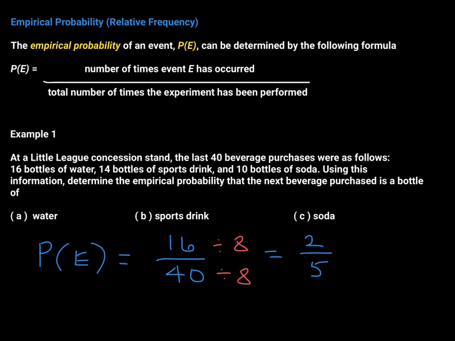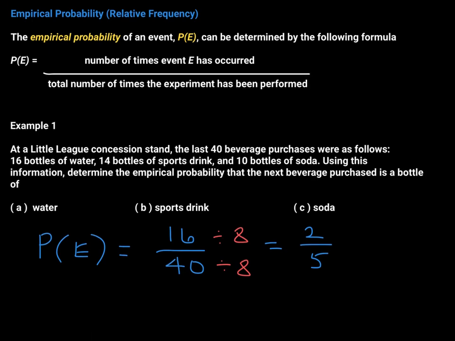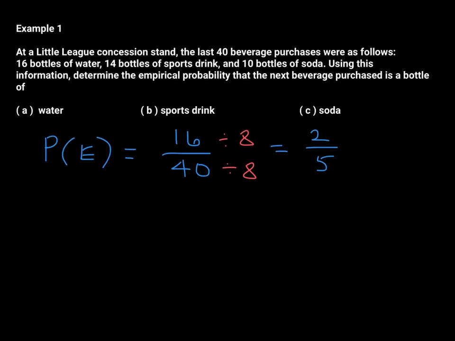All right, let's do the sports drink. So let's see. All right. I'll change colors here. All right, here it is. This is for the sports drink. The denominator is going to be the same, everybody, because that's how many purchases were made, right? Total. But as far as sports drink, 14, right? 14 of the 40. 14 of the 40 were sports drinks.